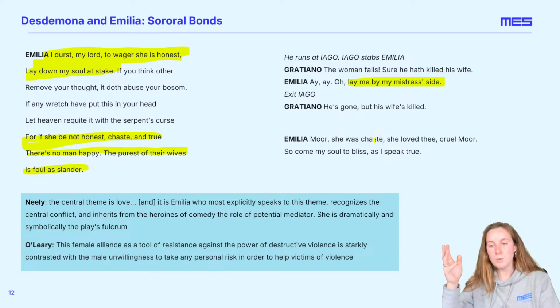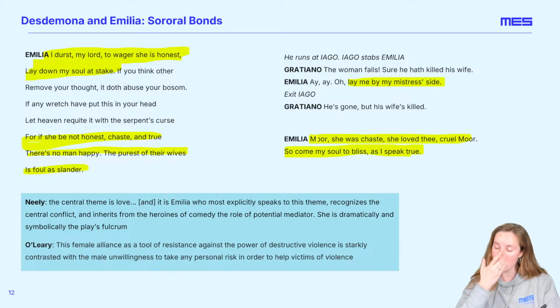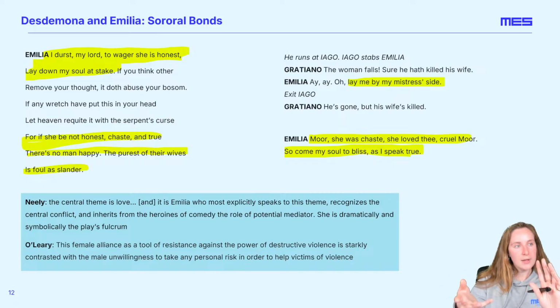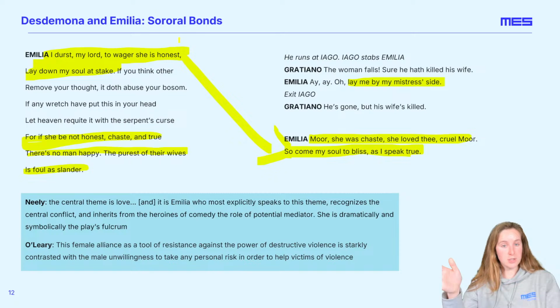And Emilia says, more she was chaste, she loved thee, cruel more, so comes my soul to bliss as I speak true. We've seen these two quotations in a previous lesson. But this idea of her defending Desdemona to her dying breath and thus making this trajectory here linear, right? She is consistently defending Desdemona and is the only one.